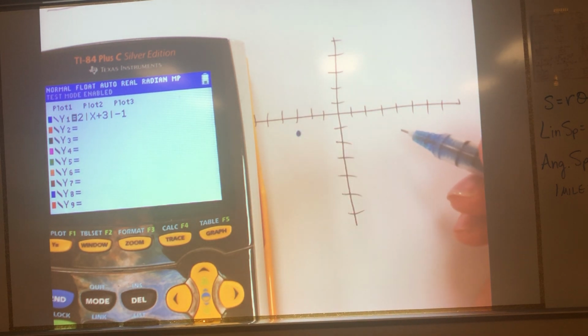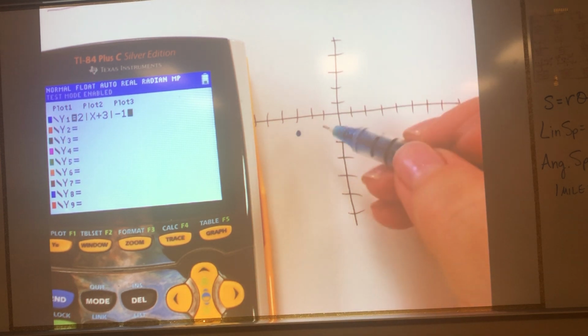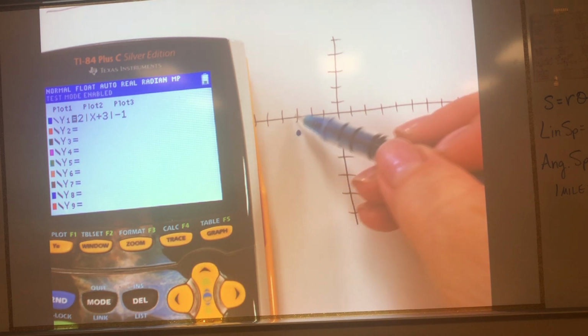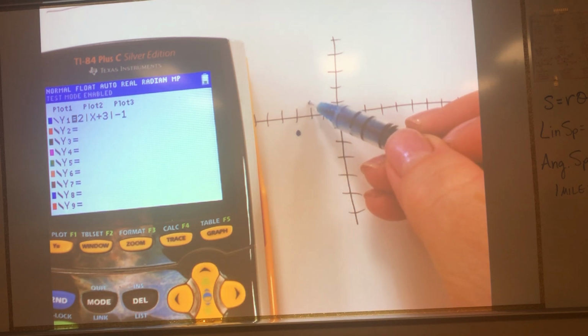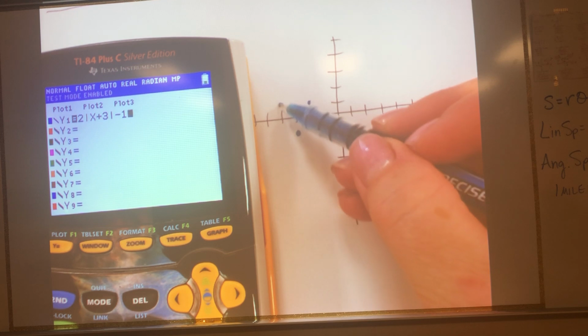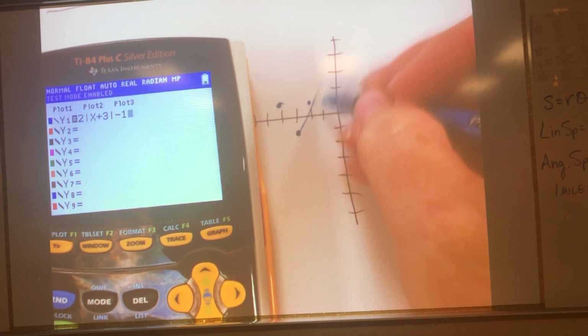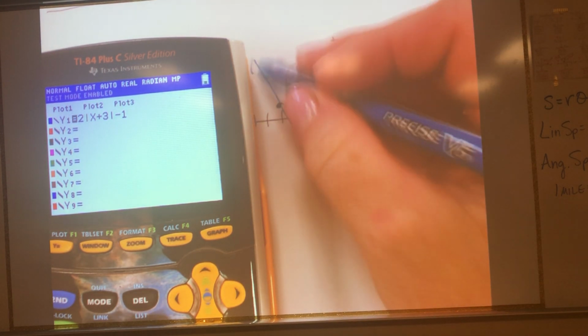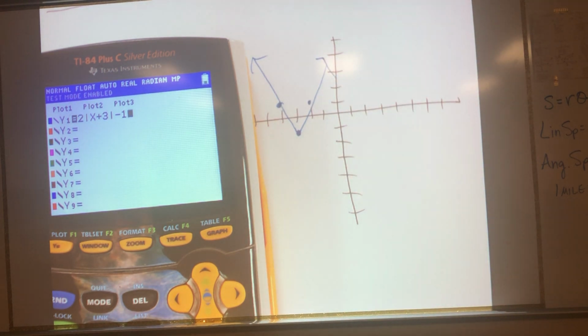How does my V open, up or down? There's no negative out front, yeah, because that's just a positive 2. His slope is 2, right? So from here, I'm going to go up 2, and to the right 1, and to the left 1. And there's my V. I missed it, sorry. Anybody got a question? Here's what yours should look like.